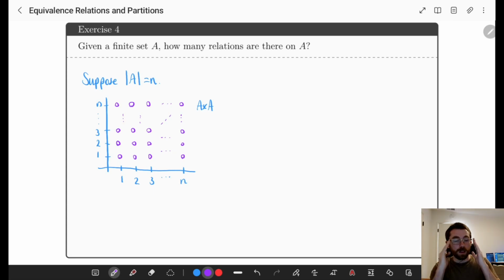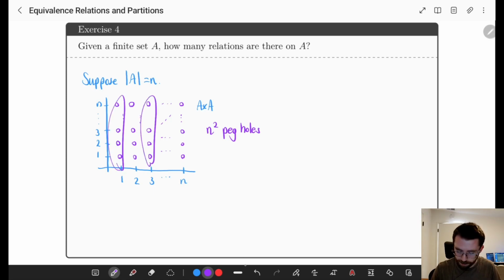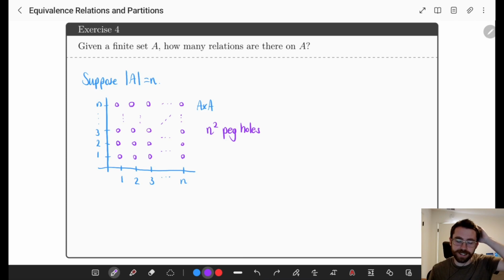Okay. So I sort of imagine this as a pegboard. There's a pegboard with, in this case, n squared peg holes, n times n. And I can fill them however I want. This isn't a function. I don't have to just do one per column. I can do as many as I want. I could do the empty relation, which is currently sitting here. That's a valid relation where I don't put any pegs in the holes. Or I could do the complete relation where everything is related to everything else. I'm not going to sit here and fill in all the circles, but imagine I did. Or anything in between.